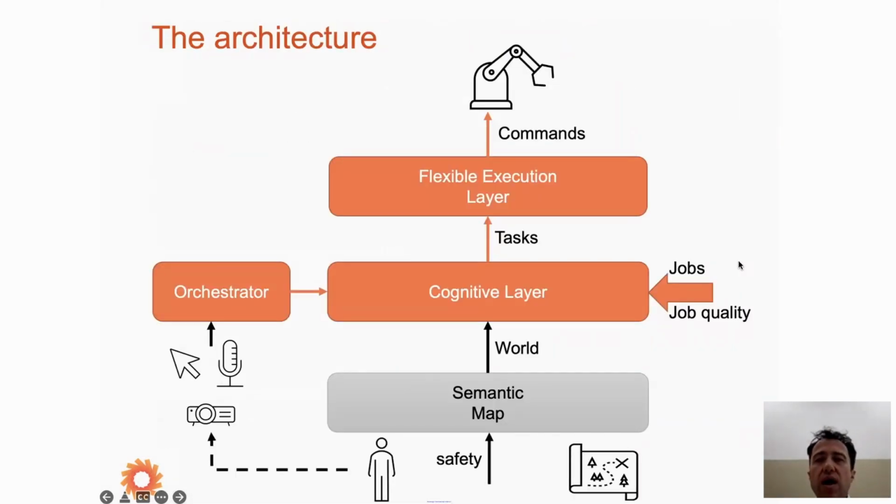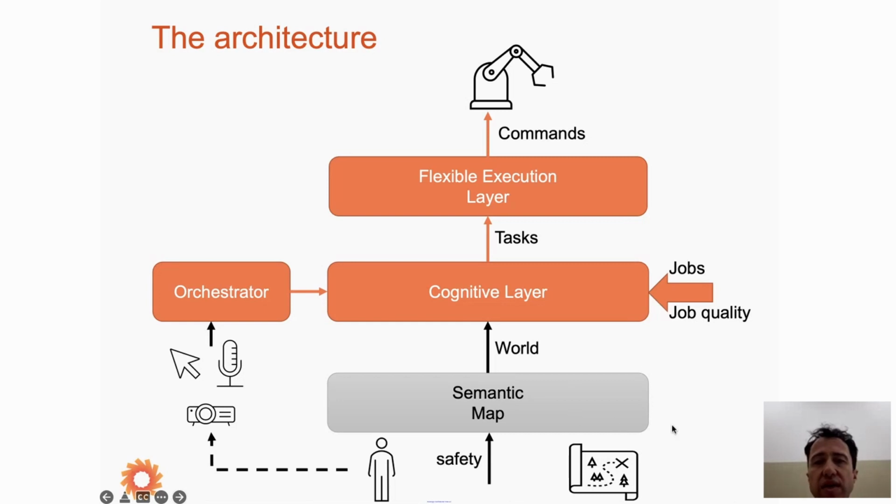This is a part of the overall ROSSINI architecture that focuses on the interconnection between the orchestrator, the cognitive layer, and the flexible execution layer. So at the bottom, we have the meta sensor for the ROSSINI architecture, which is the semantic map that, taking information from sensors, from the position of the human and from safety by the RS4, builds a representation of the world that will be the main input for the cognitive layer.